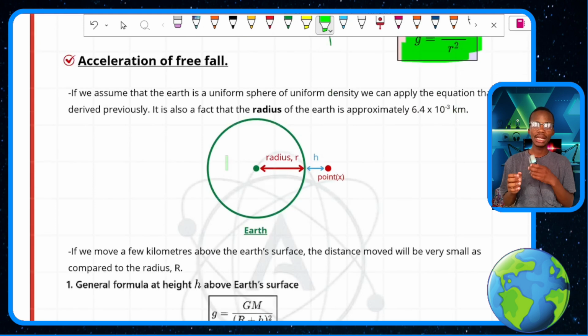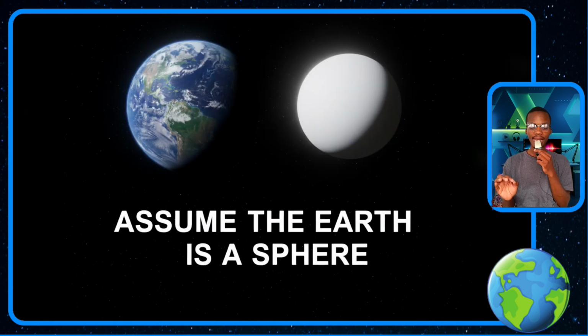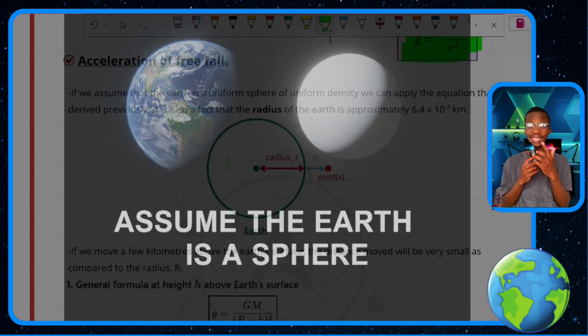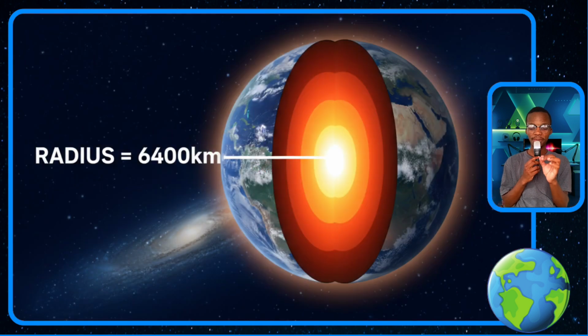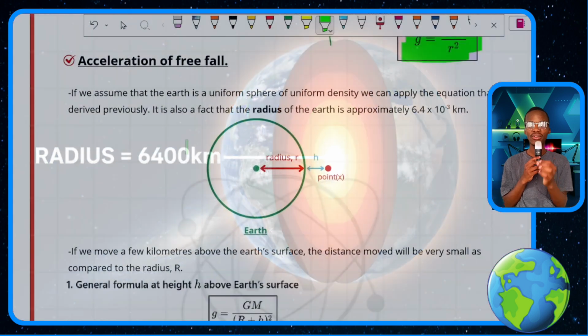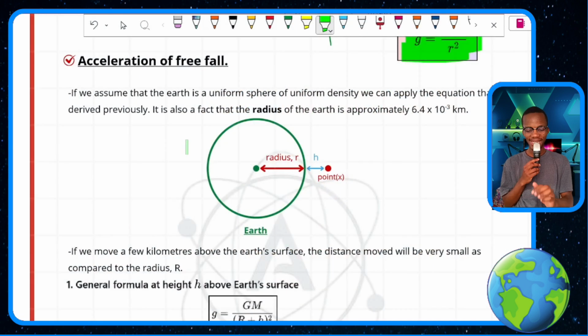So we now want to introduce a new concept known as acceleration due to gravity. It's almost similar to the value of g, but just a little bit different, and I'll explain why that is. If we assume that the Earth is a uniform sphere of uniform density, we can apply the equation that we previously derived, which is g equals GM over r squared. The radius of the Earth, as we know, is approximately 6.4 times 10 to the power of 3 kilometers. If you didn't know, now you know.